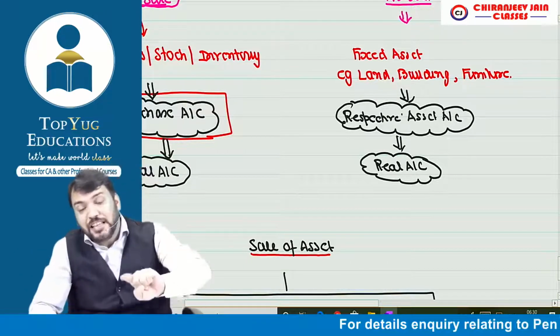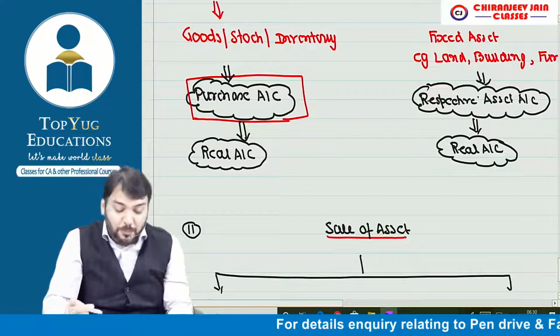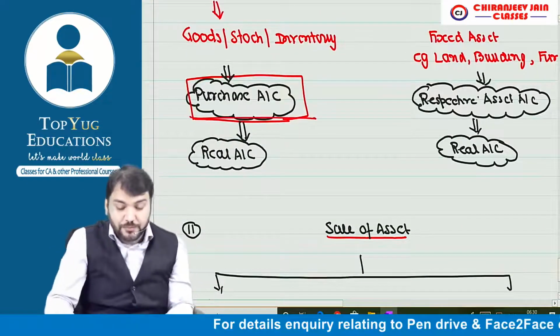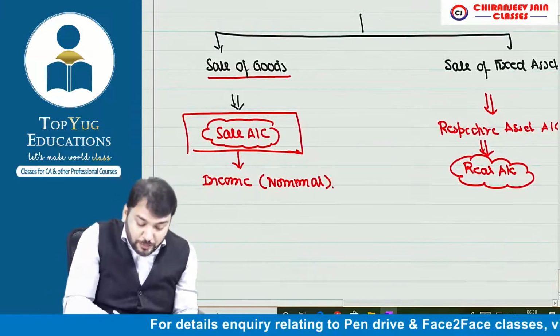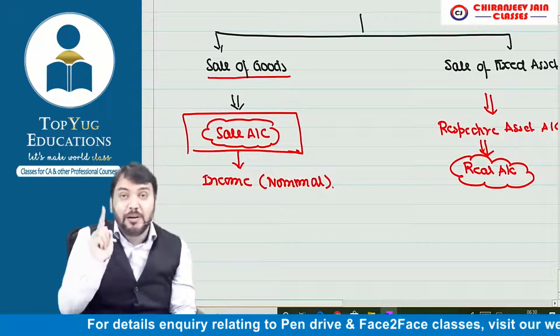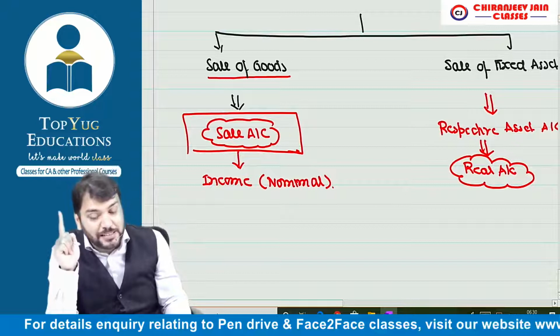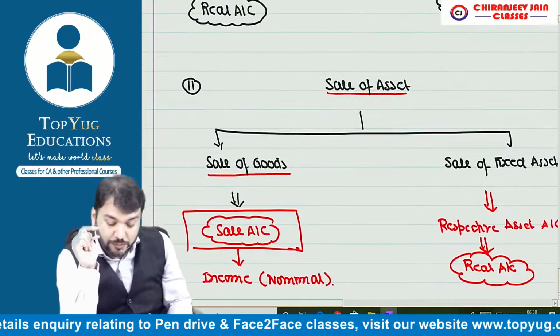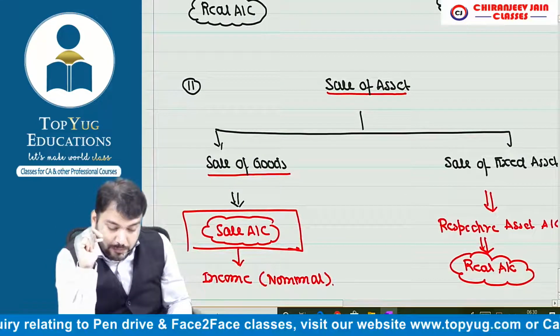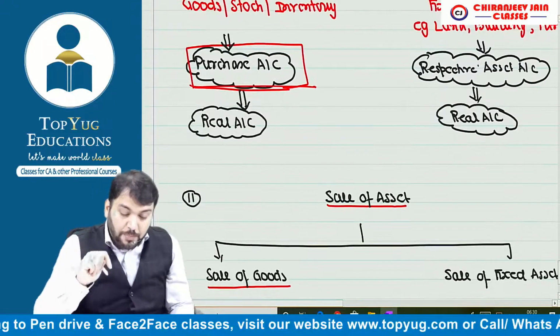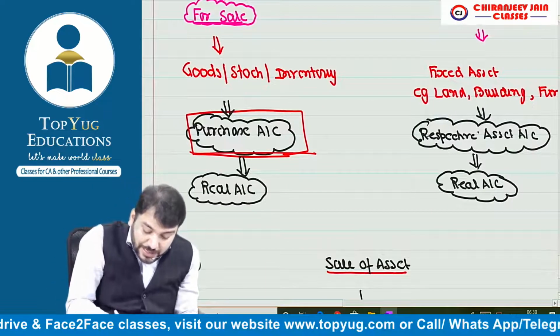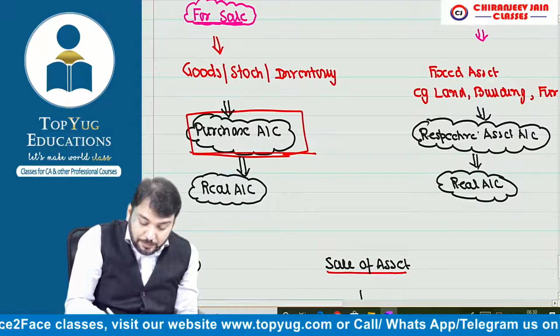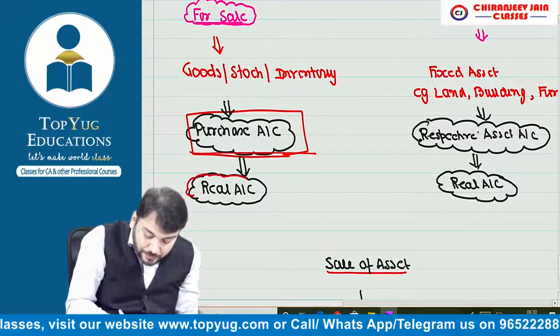But for purchase and sale of goods, for purchase of goods, which account have we opened? Purchase account. And for sale of goods, which account? Sales account. Purchase is a real account, sales is a nominal account. Understood? Purchase is not a personal account, it is a real account. Naman, make correction, it is a real account.